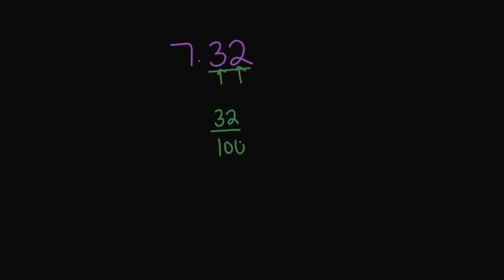And if I simplify this fraction, the number 4 goes into both the 32 and the 100. So 32 divided by 4, this is going to equal 8. And then 100 divided by 4, this is going to equal 25. So 32 over 100 simplifies into 8 over 25. However, I do need to include this 7 in my final answer because it is included in the initial problem. You have 7 and 8 over 25.